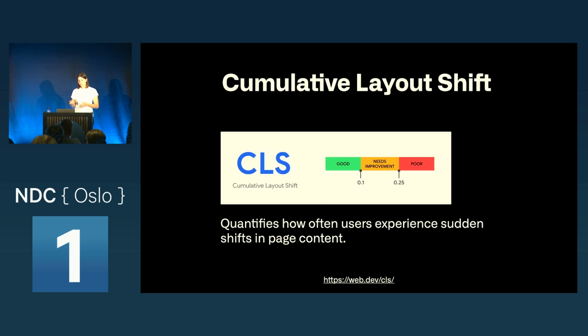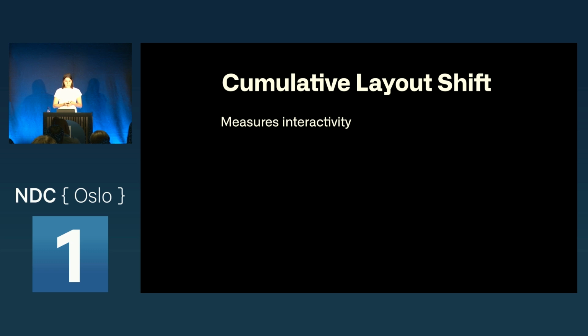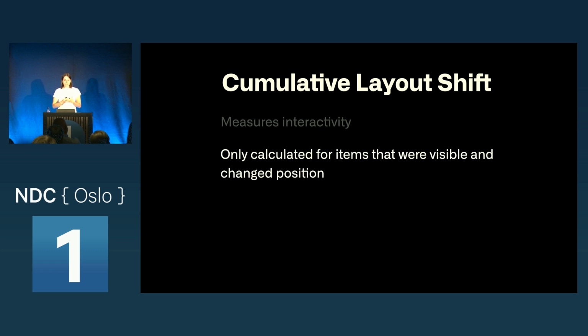Then we have CLS, Cumulative Layout Shift, and it quantifies how often users experience sudden shifts in page content. So basically, if something pops up and if elements are moving around, this is what the CLS metric is about. It measures the visual stability, and it's only calculated for items that were visible and change position. So if a new element pops up, for it the CLS is not calculated unless it pushes away some other element that was already in view.